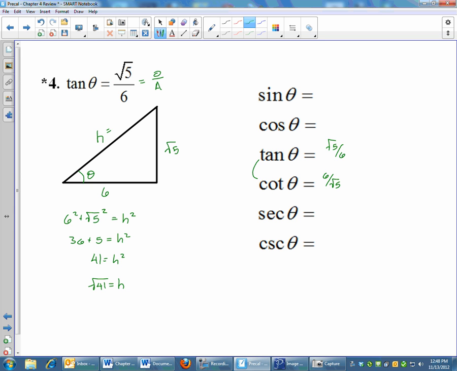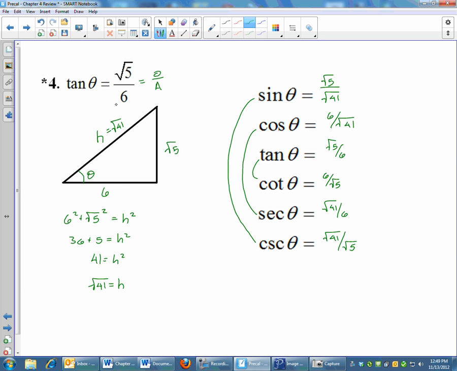And so now that I know what h is, I know my hypotenuse, I can go on and find sine, cosine, and their reciprocals. Sine is opposite root 5 over hypotenuse, root 41. Cosine is adjacent over hypotenuse. And then we flip them. Cosine and secant are reciprocals, so root 41 over 6 for secant. Sine and cosecant are reciprocals, so root 41 over root 5 for my cosecant.